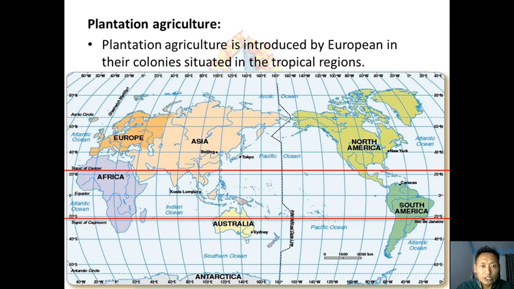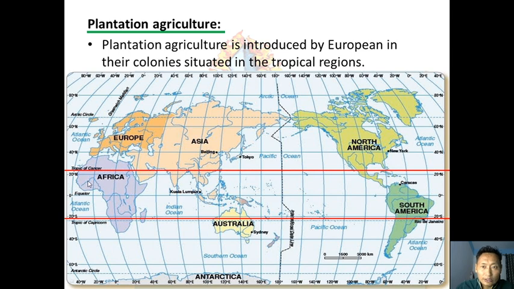situated in the tropical region. So here I have made two red lines. In between these two red lines we have countries such as many African countries, most of the African countries, some of the South and Southeast Asian countries, and Latin American and some of the Central American countries located in this region.